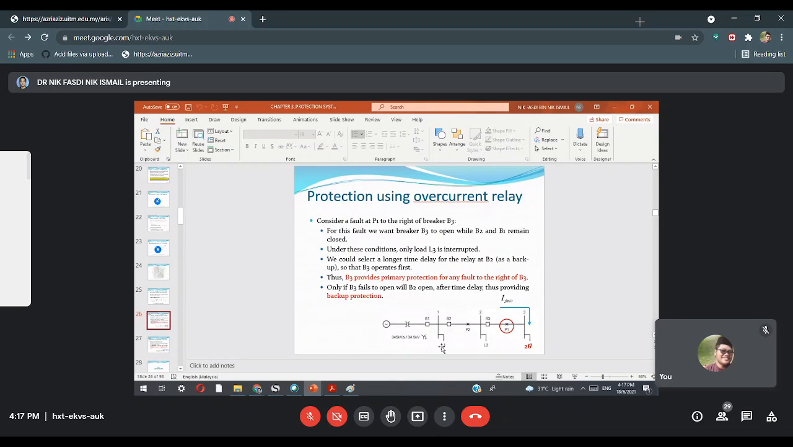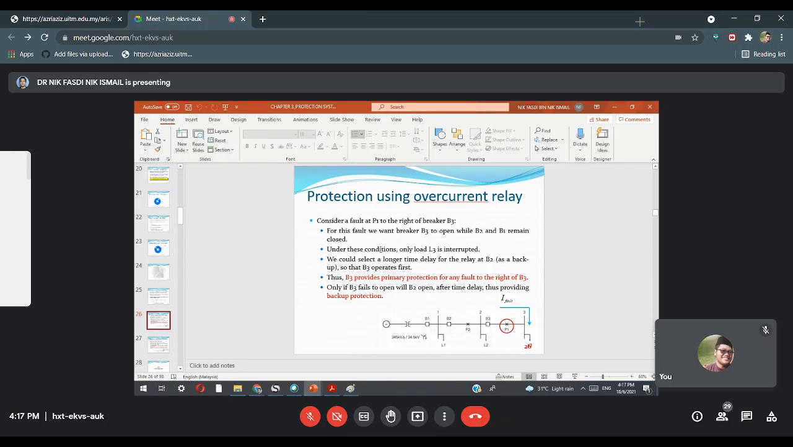But load 1 and load 2 we want to remain intact and operating. Why don't we want to disturb their operation? If your house is here, your friend's house is here, and another friend's house has a fault, you don't want your house or your friend's house affected. You only want the faulty area affected. So for this fault, we want breaker B3 to open. When this opens, it isolates the faulty area from the good area, the not faulty area.